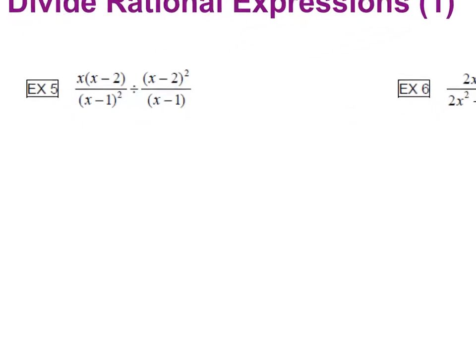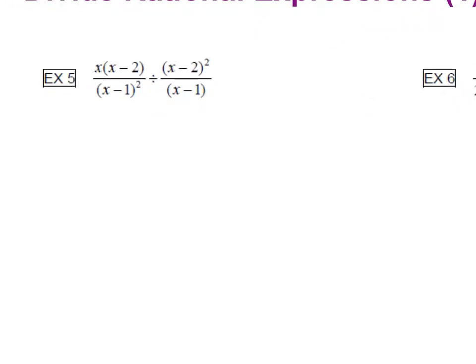I'll zoom in a little bit too. There we go. This x times x minus 2, that is in factored form, so we're going to leave that alone. Over, now this x minus 1 squared, we're going to break that down into its two factors, x minus 1 and x minus 1. All right, now we take the division from the problem, change that to multiplication, and we're going to flip this second fraction so that we're multiplying by the reciprocal.